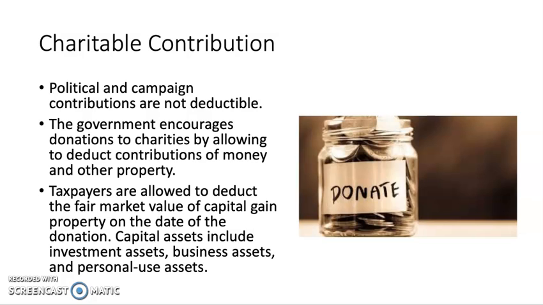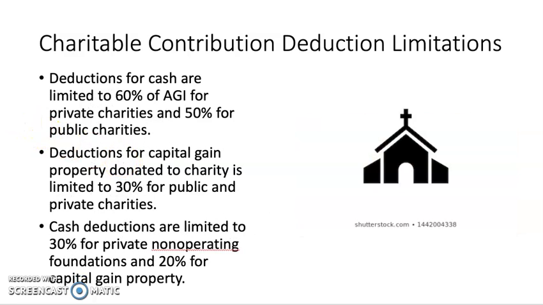Taxpayers can deduct their contribution up to the market value of the capital gain property on the date of the donation, and can also deduct the money that they received from or donated to the organization up to its fair value. An example would be a church or a school that would qualify for this.